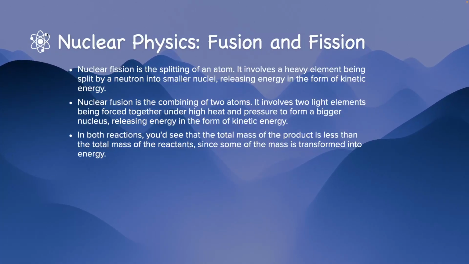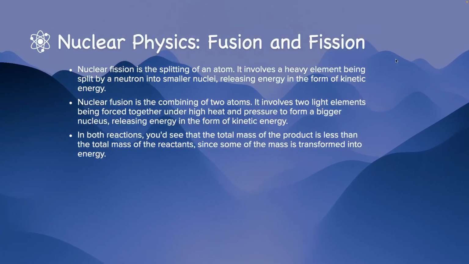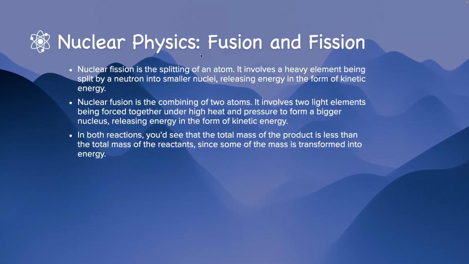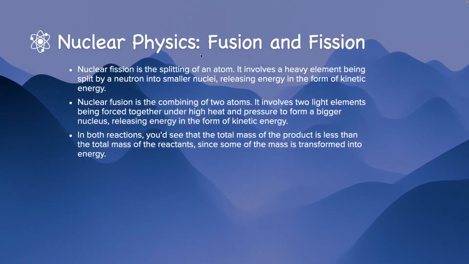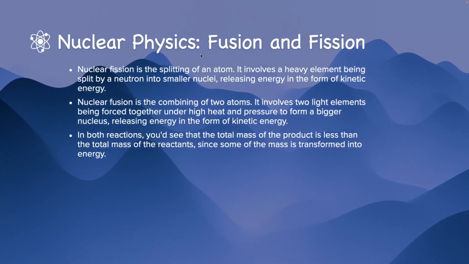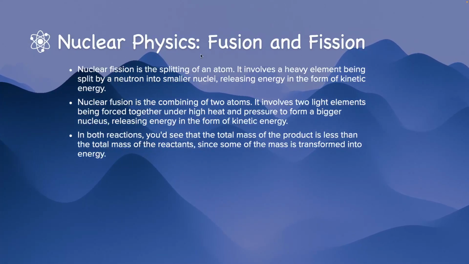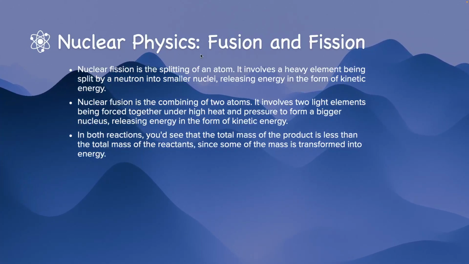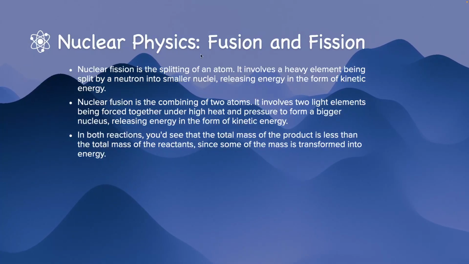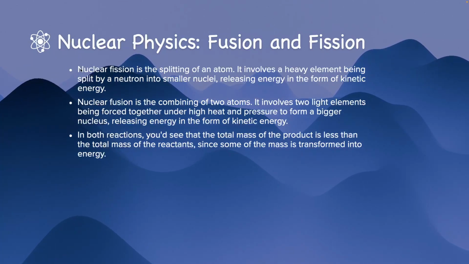So these are processes that you can apply to any atom or nucleus. They're called nuclear fusion and nuclear fission. Nuclear fission is when an atom is split apart. It involves a heavy element being split by a neutron into smaller nuclei. For example, if you have uranium and you throw a beam of neutrons on it, it would split apart into multiple different smaller elements, atoms.